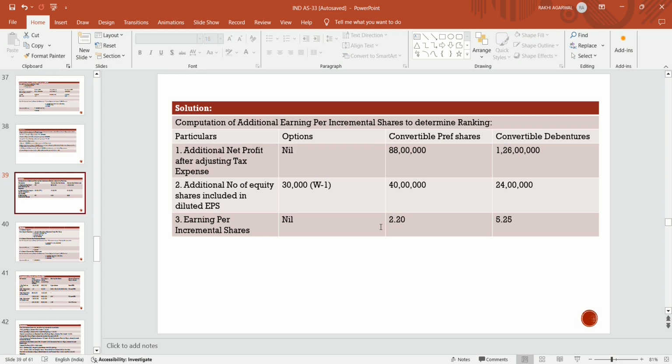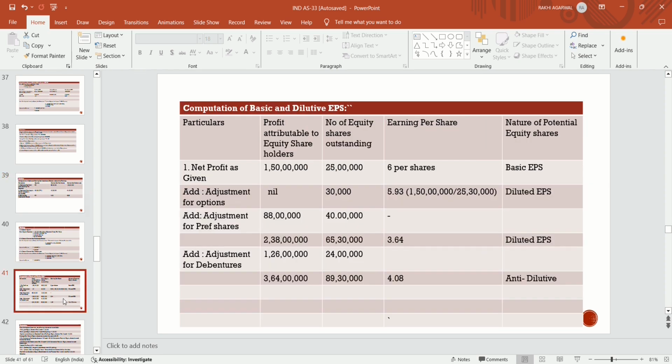The earning per incremental share: in case of option it is nil because no incremental profit is there. In case of convertible preference shares, 88 lakhs divided by 40 lakhs, so it becomes 2.20. In case of convertible debenture, 1 crore 26 lakhs divided by 24 lakhs, so it becomes 5.25. That is the incremental earning per share. But we have to find out the diluted EPS. The net profit given in the question is 1 crore 50 lakhs, and the number of equity shares outstanding is 25 lakhs. Earning per share is 1 crore 50 lakhs divided by 25 lakhs, that is 6 per share, the basic EPS.